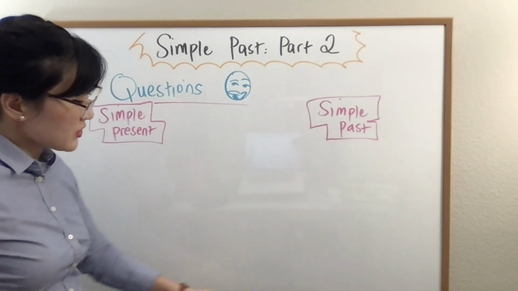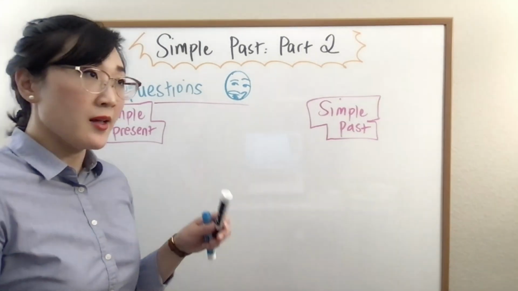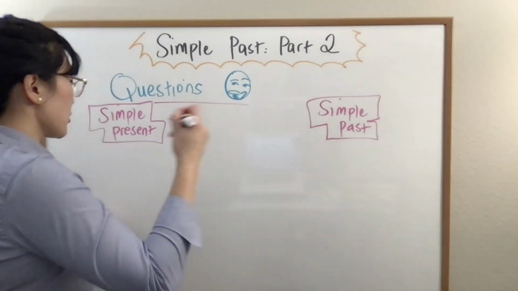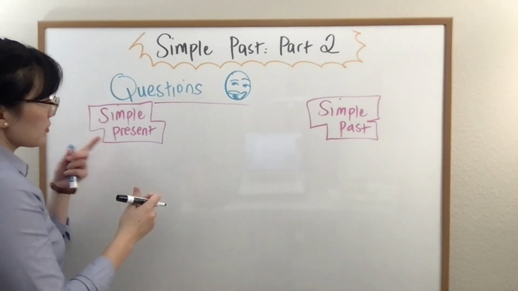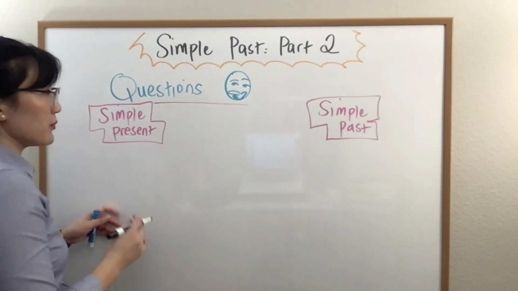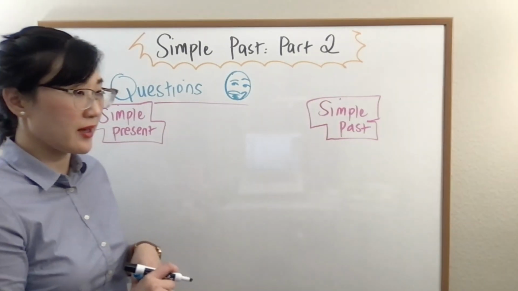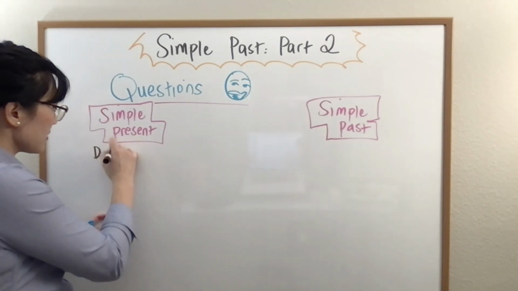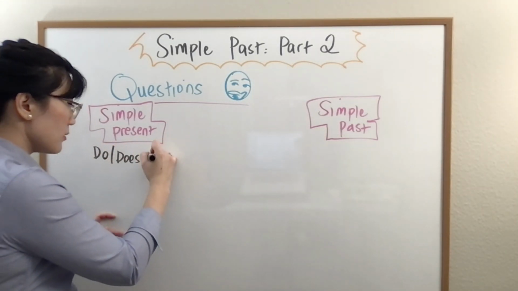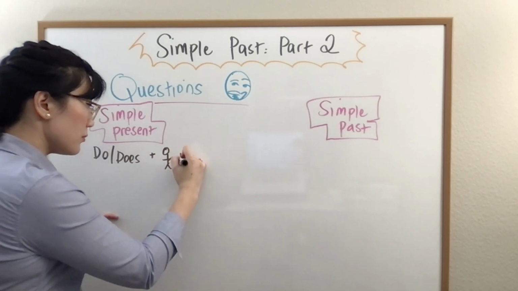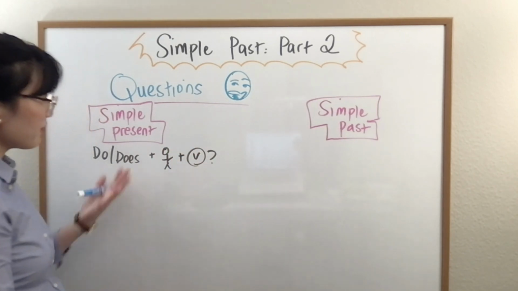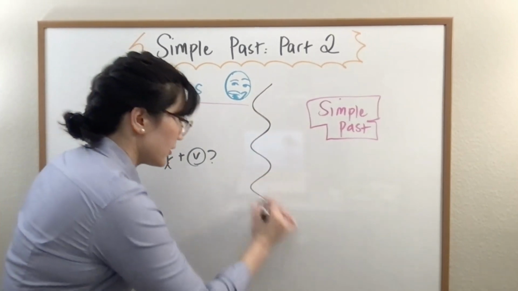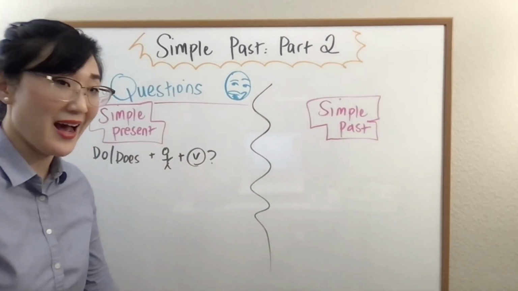Okay, so simple present for questions. Let's say yes or no questions. Okay, so simple present, let's use a different verb. I'm going to say cook. So we say, okay, do or does plus who plus the verb, right? For a yes or no question. Very, very similar in the past.